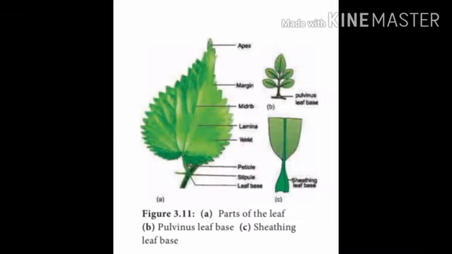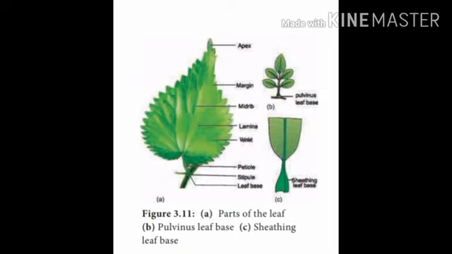Let's look into the parts of the leaf. The leaf has got three parts. One is the main lamina, epipodium. Then the petiole, mesopodium, and the leaf base is hypopodium. So epipodium, hypopodium and mesopodium are the three parts of the leaf.